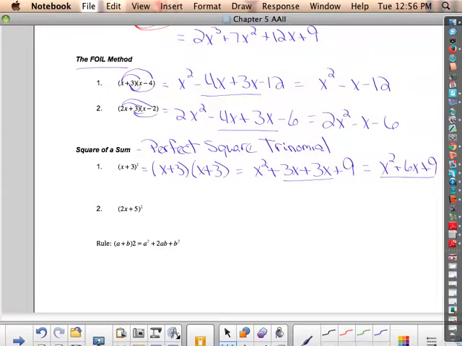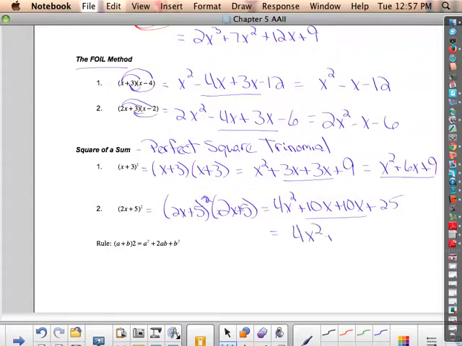Next one, 2x plus 5 squared is 2x plus 5 times 2x plus 5, and you're going to FOIL that, so you're going to get 4x squared plus 10x plus 10x plus 25. You get that middle term repeated, so 4x squared plus 20x plus 25 is the solution. Here's the rule. It will be very helpful for you to recognize that.